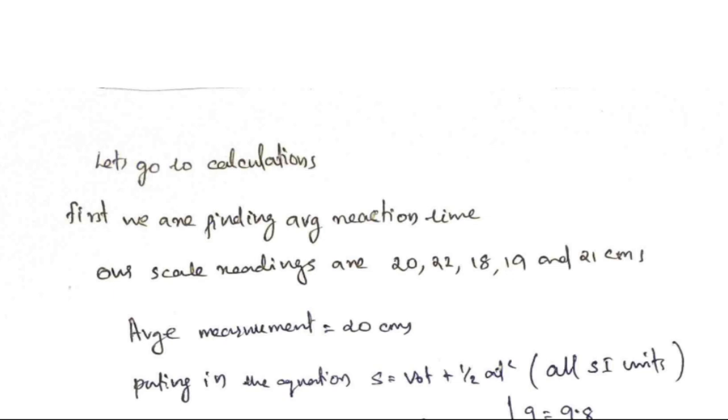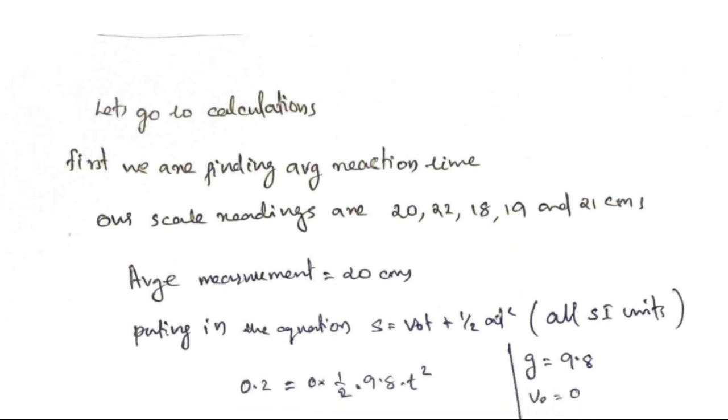First, we are finding the average reaction time. Our scale readings are 20, 22, 18, 19, and 21 centimeters. These are the experimental data from the scale catching experiment. So we are finding the average will be 20 centimeters. From this data, we can find the average reaction time of a particular student.